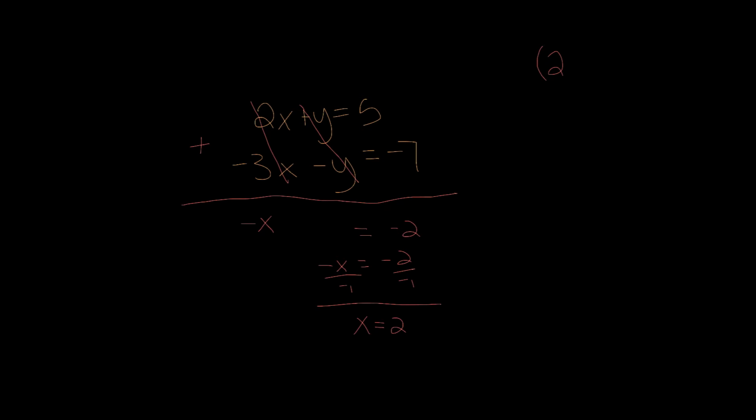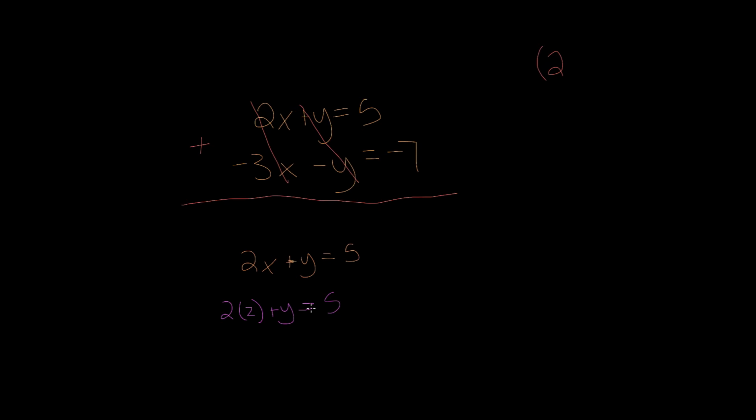Now to solve for y, what we're going to want to do is plug in the x value of 2 into either of the equations, and then solve for y. So one of the equations that we had was 2x plus y is equal to 5. And now I'm going to plug in the 2 for the x so that I can solve for y. So over here we're going to have 2 times x, which is 2, plus y is equal to 5. So 2 times 2 is equal to 4, plus y is going to be equal to 5.